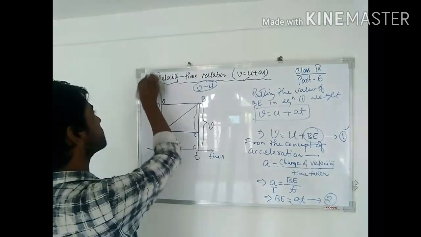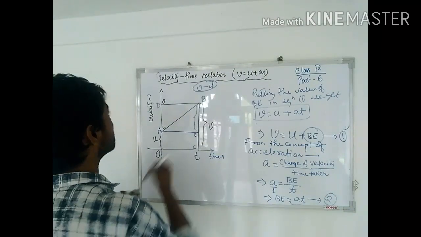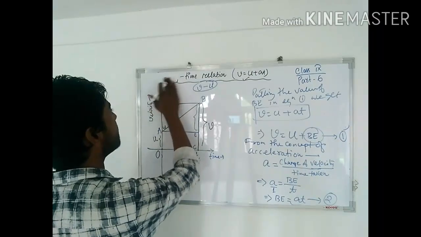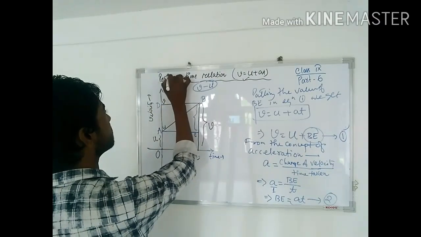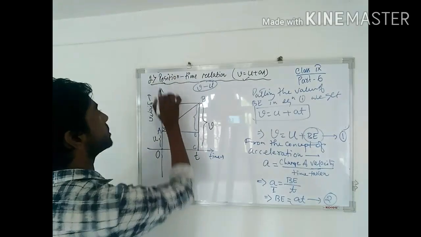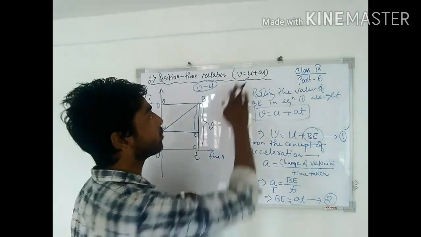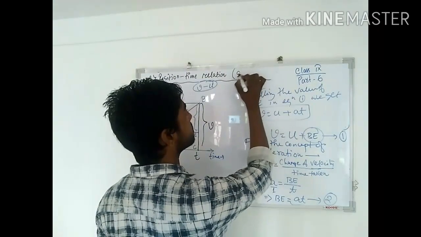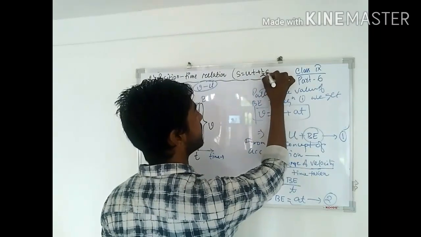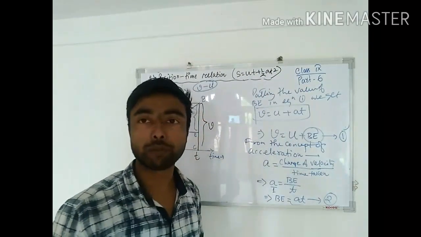Now the second equation is called the position time equation. Position time relation. And what is the relation? It is S is equal to ut plus half at square. Done. S is equal to ut plus half at square.